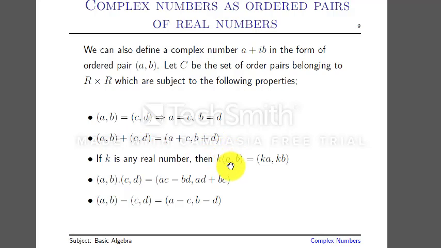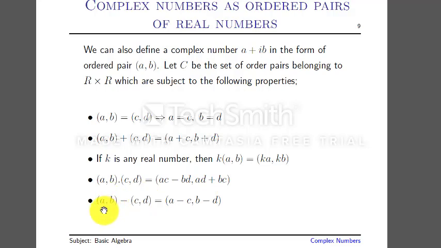And we can take the scalar multiplication of a complex number as well. If k is any real number, then we can multiply this scalar with a complex number, and one can obtain a new complex number whose real part is ka and whose imaginary part is kb. k is a scalar multiple of the old real and imaginary parts. We can multiply two complex numbers and obtain a new complex number, as we proved earlier in the previous slides. The new number obtained from the multiplication has real part ac minus bd and imaginary part ad plus bc. You can find this out by yourself here.